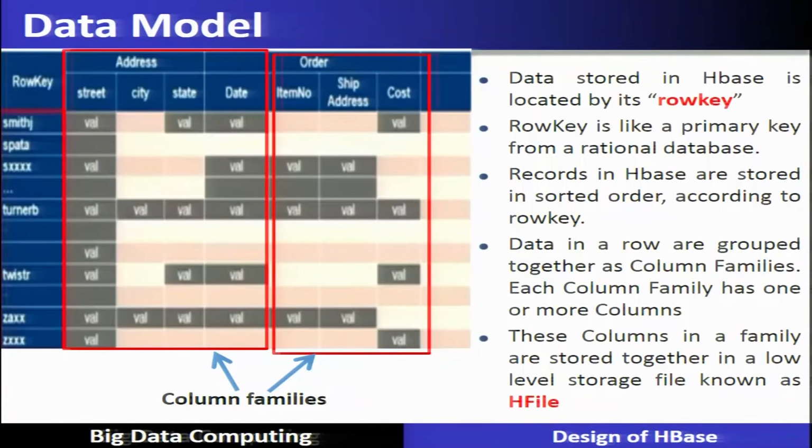Data stored in HBase is located by its row key. The row key is the primary key from the notion of a relational database management system. The records in HBase are stored in sorted order according to the row keys, and the data in a row are grouped together as column families, and each column family has one or more columns. These columns in a family are stored together in a low level storage file, which is called an HFile.